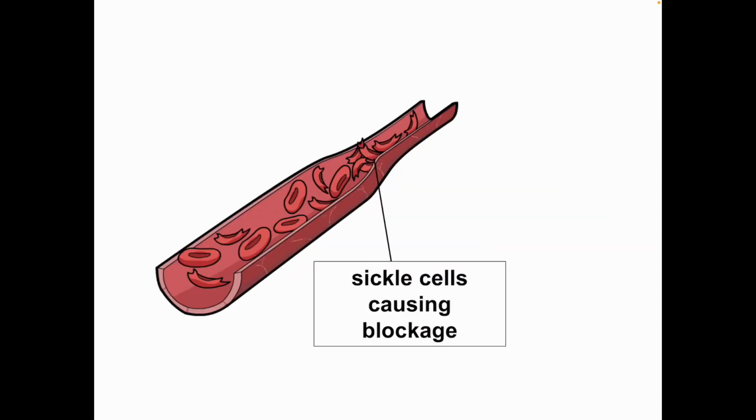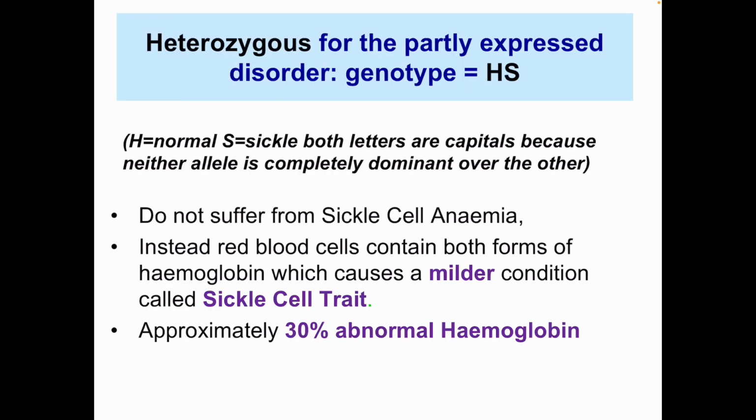So you can see here in the diagram that the sickle cells have clumped together, causing a blockage in one of the blood capillaries, and that blocks the blood flow to the organs.